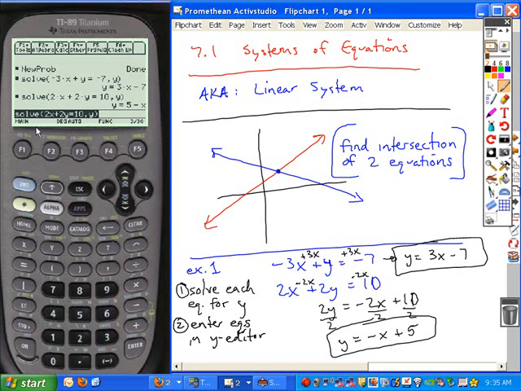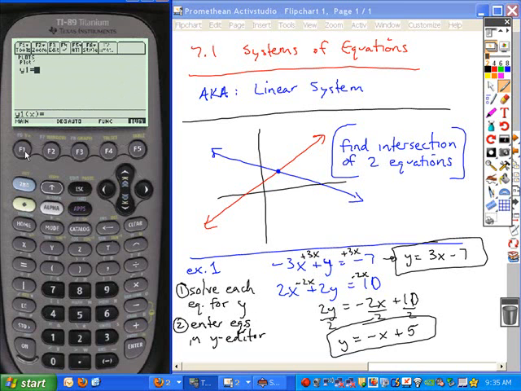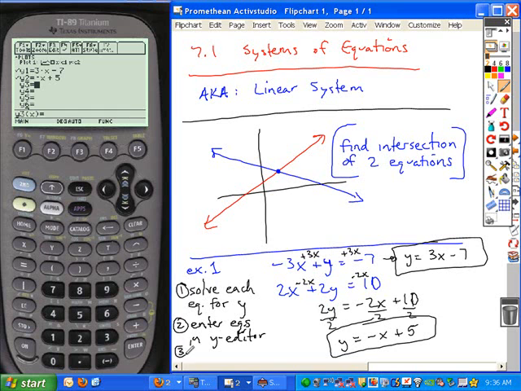Okay, so we're going to go to the y editor of our calculator, which is green diamond F1, and we're going to enter these two equations. So we already have the y equals, so we're just going to type in 3x minus 7 for our first equation. We're going to type in negative x plus 5 or 5 minus x. Either of those are fine for the second equation. And then your final step is you will hit the graph key.